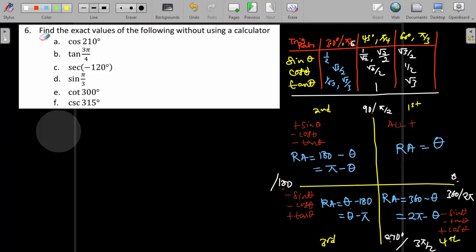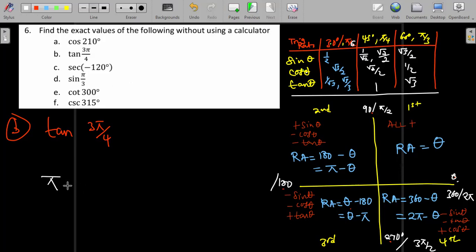Let's look at B. So B, we have an angle being given in radians. So this is tan 3 pi over 4. All right, so how can we know where it is? Okay, so it will be difficult for you to tell if you're just looking at this angle in terms of radians. So it will be a very good idea for you to change it to degrees so that you know in which quadrant it lies, and then now you can solve it.